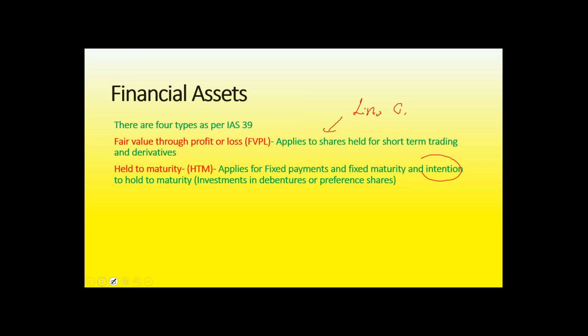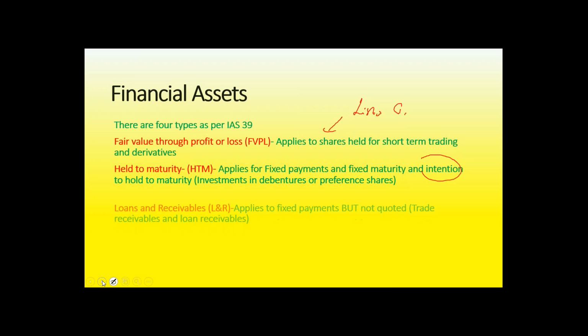So basically, investment in debentures which are going to mature in 5 years' time, or redeemable preference shares which are going to mature in 10 years' time, are the things we call held to maturity. That's basically the ability: you have the intention to hold it.